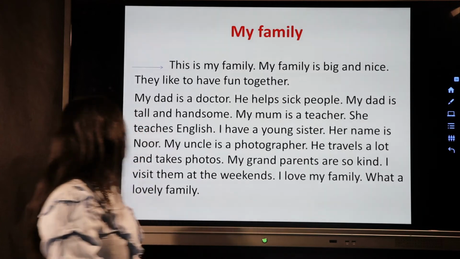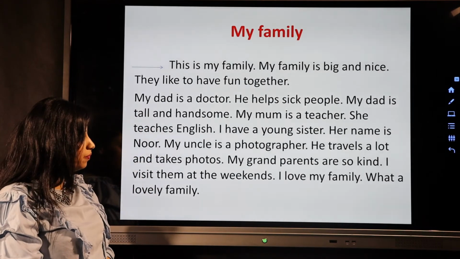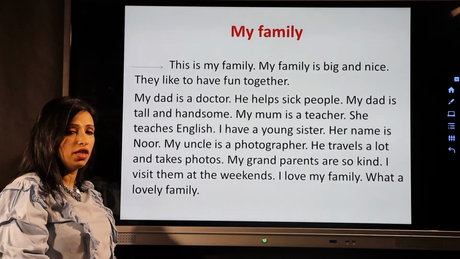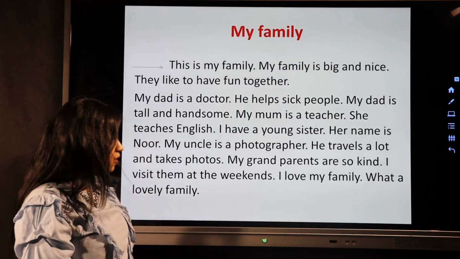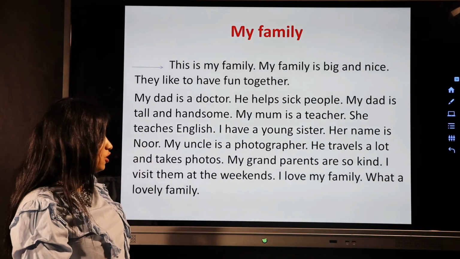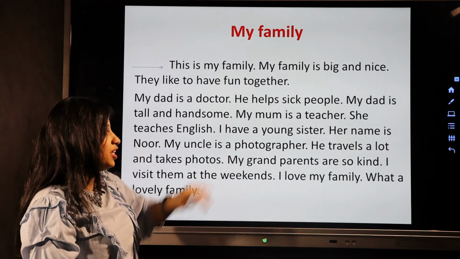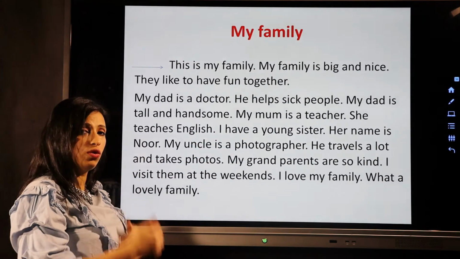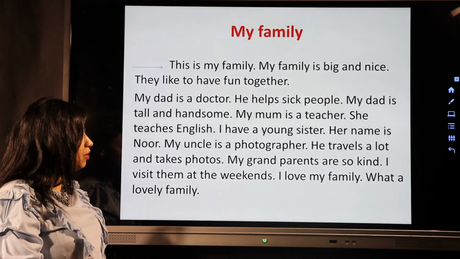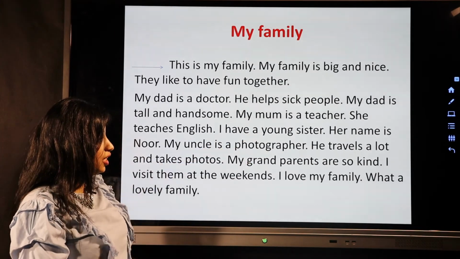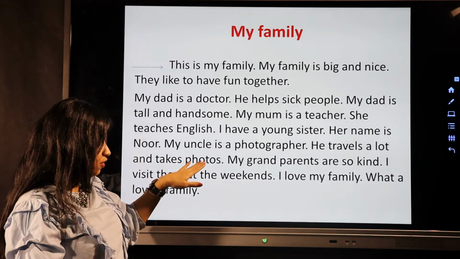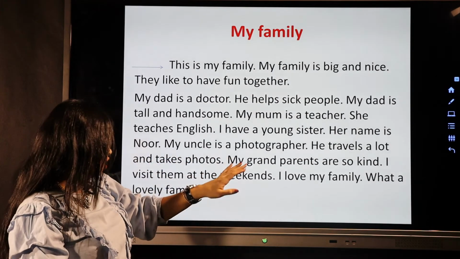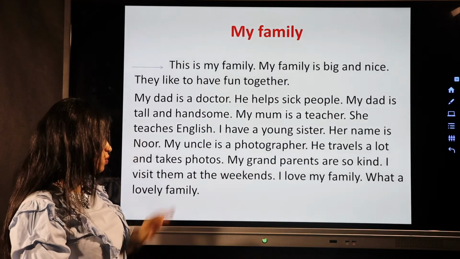My dad is tall and handsome. Now I'm going to talk about another member in my small family. My mom is a teacher. She teaches English. I have a young sister. Now I'm saying all the details about my family. I have a young sister. Her name is Noor. My uncle is a photographer. He travels a lot and takes photos.